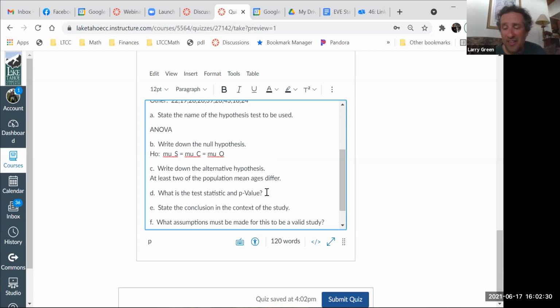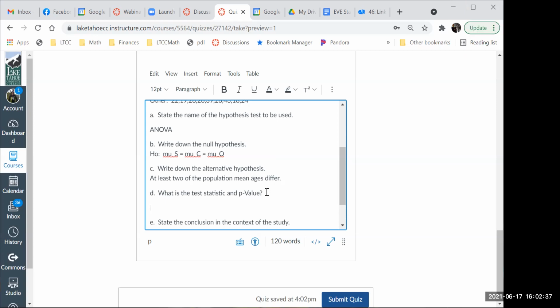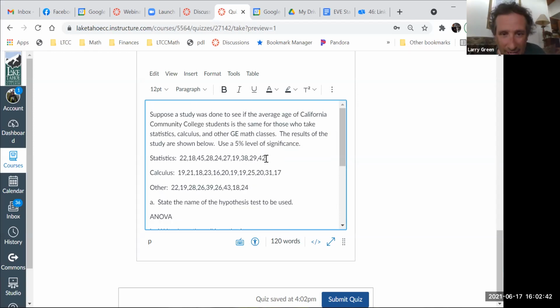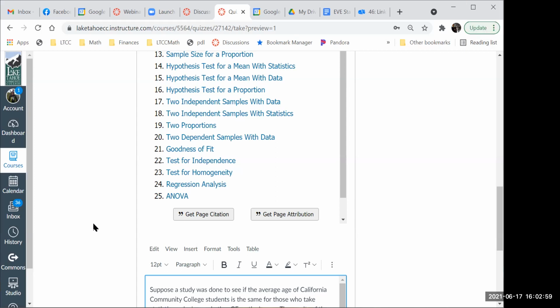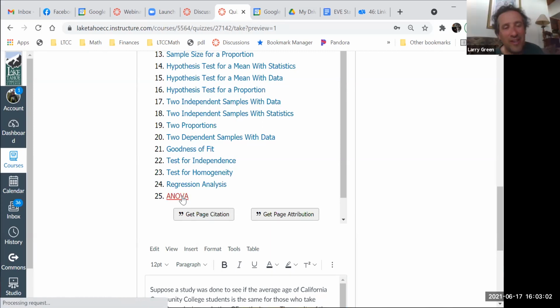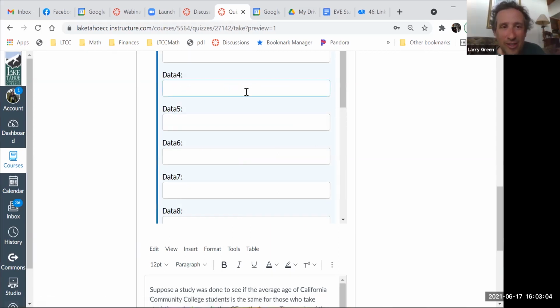Okay, now the test statistic and the p-value, how do we find that? Hopefully you all know by now. Calculator. Yeah, we go to the calculator. So I'm gonna copy these guys just so it'll save time. And then I'll go to my calculator and I hope you all know which calculator to use. Which one? 25. It's ANOVA. Once you have the name of the test, you know what calculator to use.